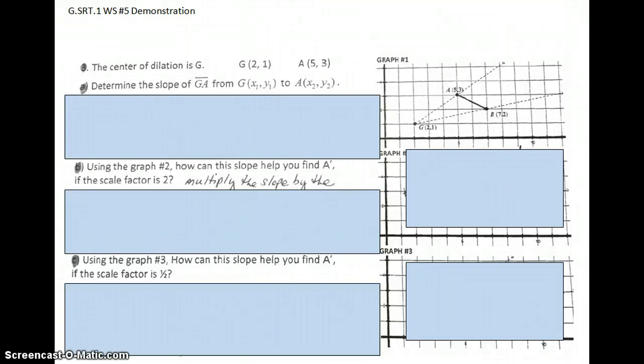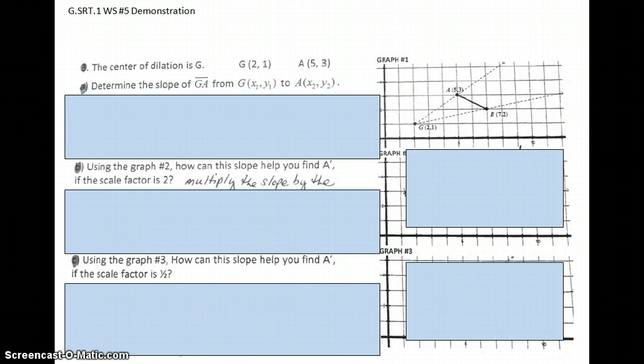So here's a demonstration on some of the problems that you were not assigned on worksheet number 5 for the first standard. In problem number 3, because you were assigned number 1 and 2 to describe whether they were a stretch or a dilation according to what was given to you. On number 3, they're telling you the center of dilation is G, and they give you the points of G and A. And they ask you to determine the slope of the line GA from G to A.